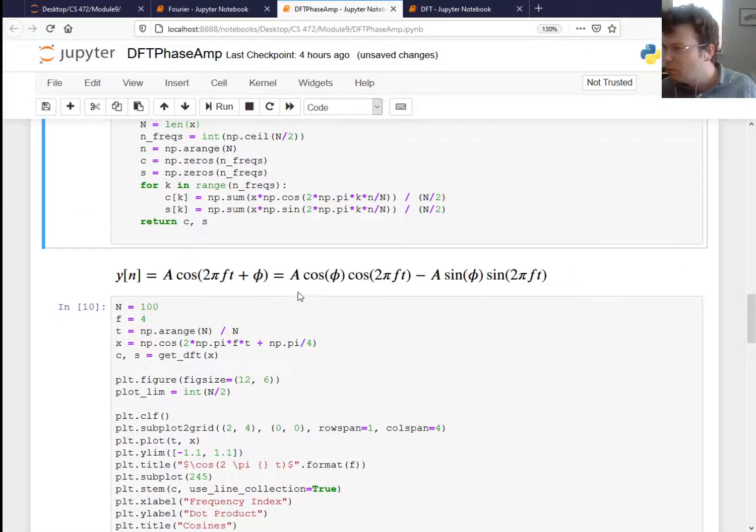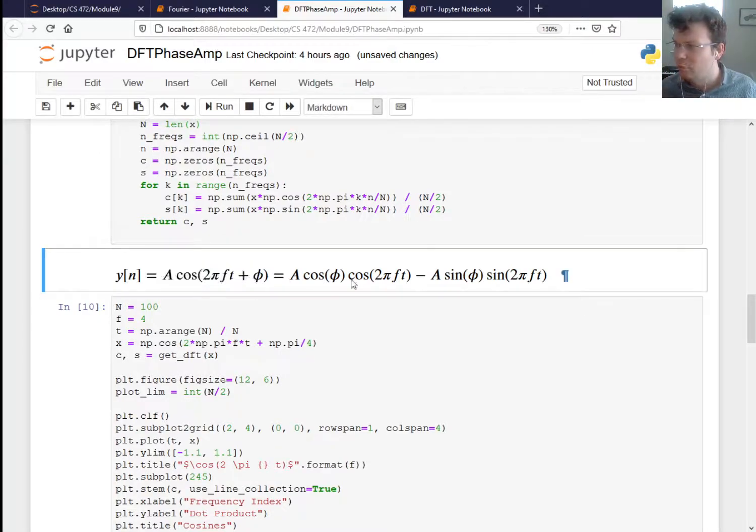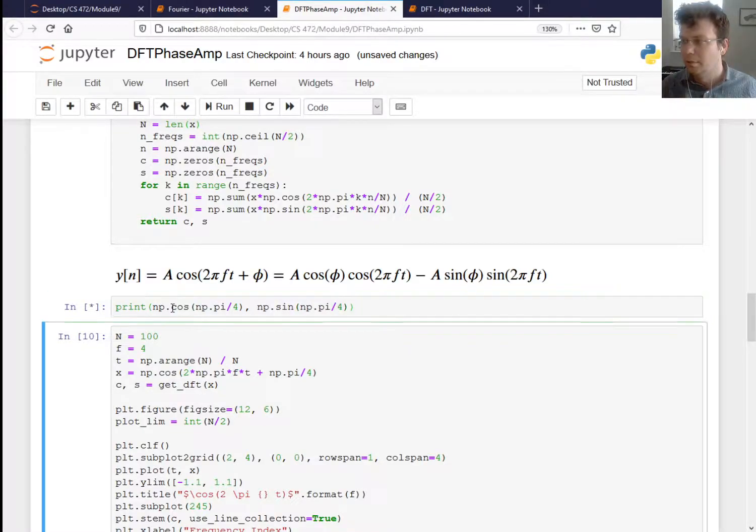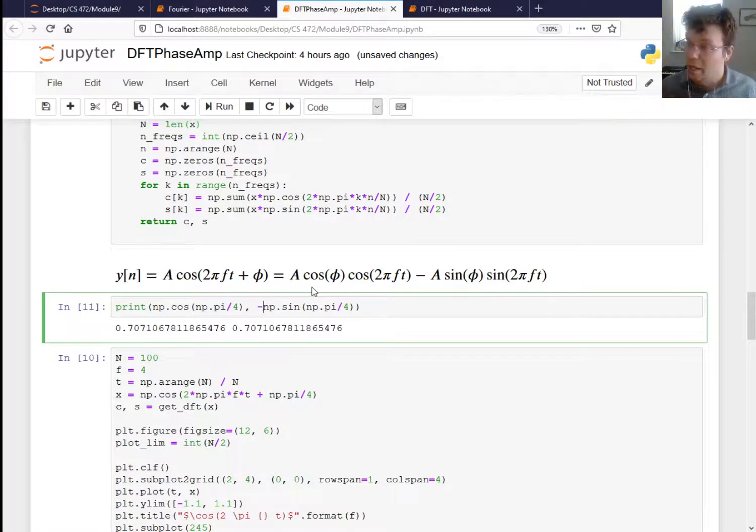So if this is the sinusoid that I give, and I probe it with a pure cosine, under the definition I just made, I should get A times cosine of phi. If I probe it with the sine, I should get negative A times sine of phi. Well, let's just look real quick. I gave pi over 4, right? And my amplitude was 1. So what's the cosine of pi over 4? Let's print it out, and let's print out the sine of pi over 4. Okay, and actually negative of that, right? My amplitude was 1.